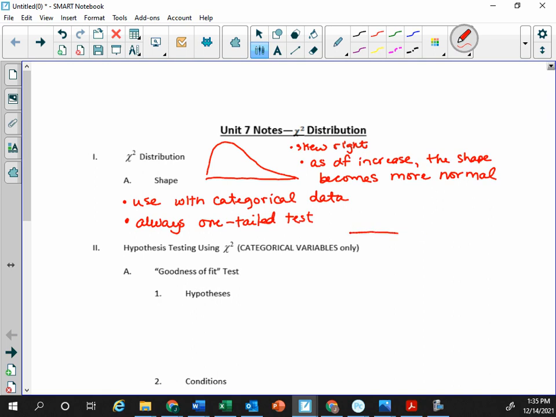So you're always going to have your little picture drawn, and you'll be shading somewhere over here. What is the second? As degrees of freedom increase, that's a little DF there. Yeah, sorry.